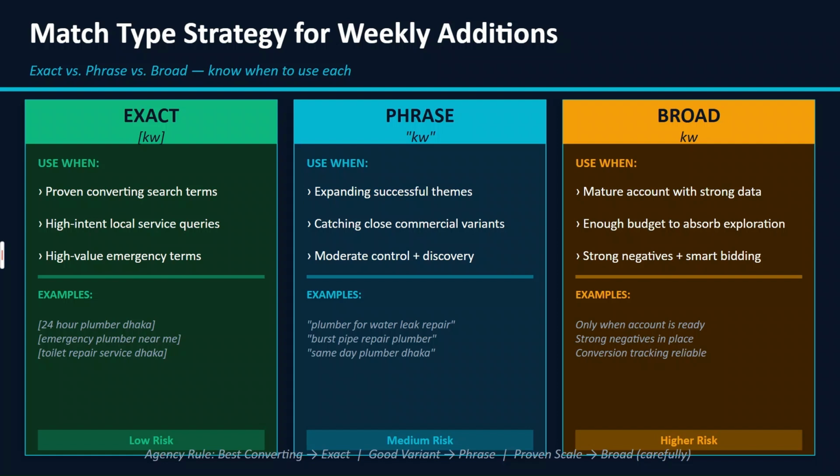So my simple rule for the weekly edition: if a search term already converted, make it exact match. If it is a good variant with room to expand, make it phrase match. Only use broad when you have a proven theme and you want to scale it further. So our delivery tip is, draw the brackets and quotes in the air with your fingers when you say them. It is a simple gesture that makes it very clear and memorable.